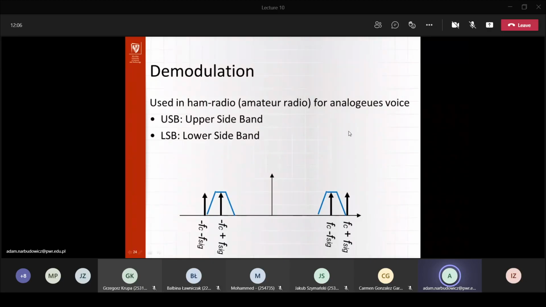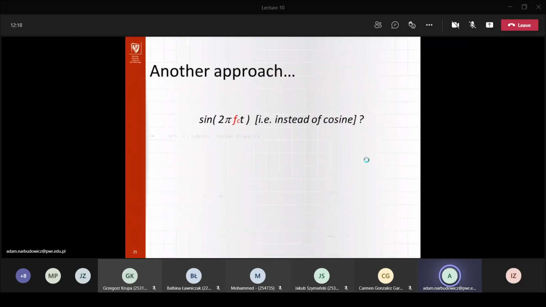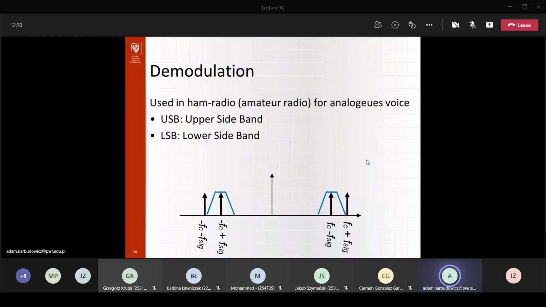Well, hopefully the name tells it all. So in the case of upper sideband, we take the upper portion and filter the lower one. In the case of lower sideband, we take the lower and remove the upper one. Do you have any questions so far, or is everything clear?